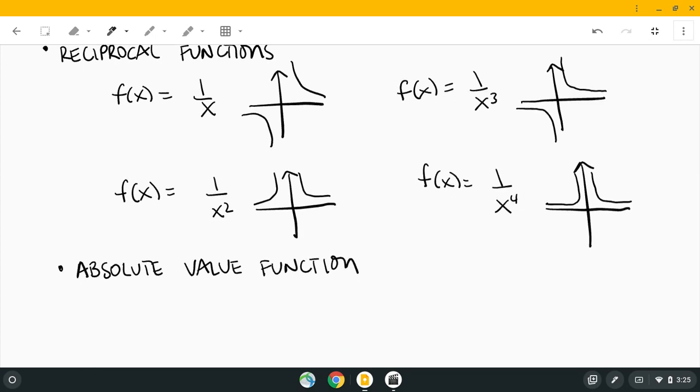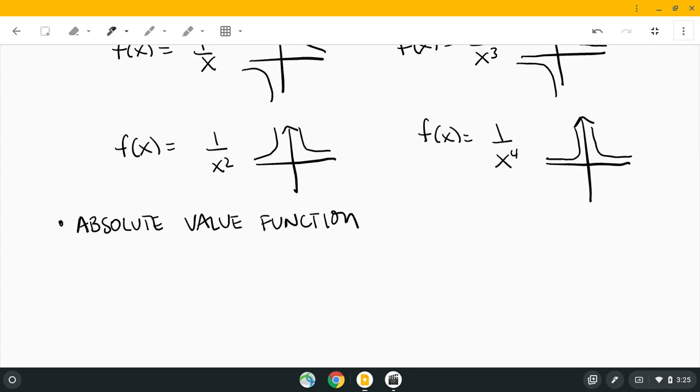That is the one that looks like a V. F of x equals absolute value of x. And that is that V function. Okay. And then we have greatest integer function, but I will get into that in part 2 because we'll take a look at how to graph greatest integer.